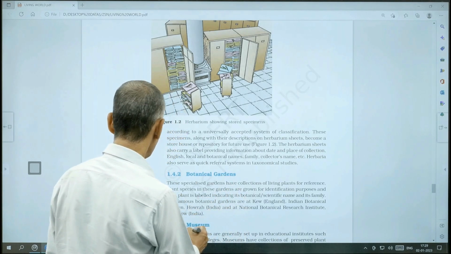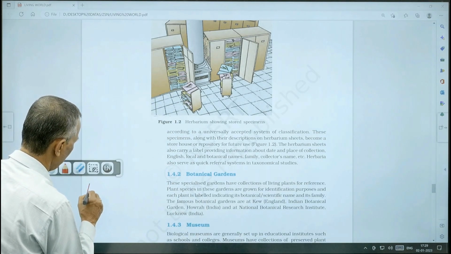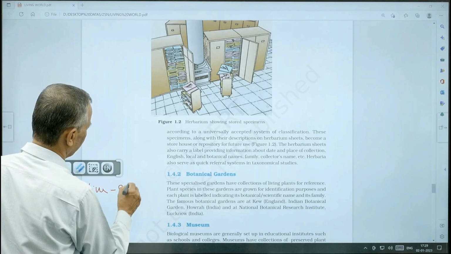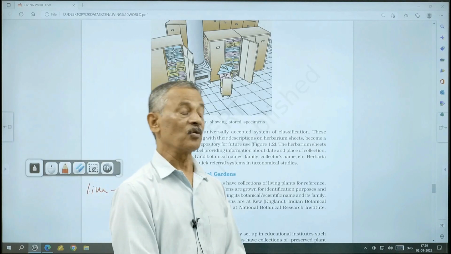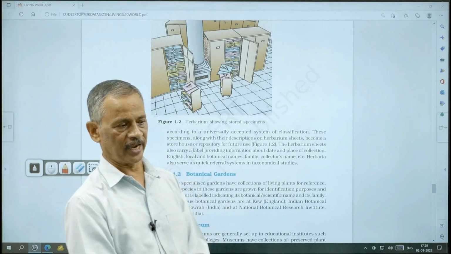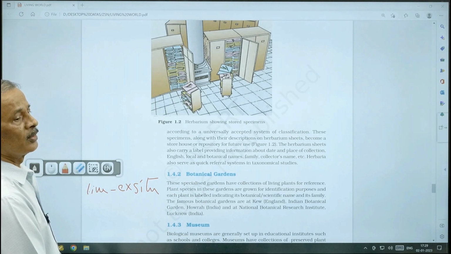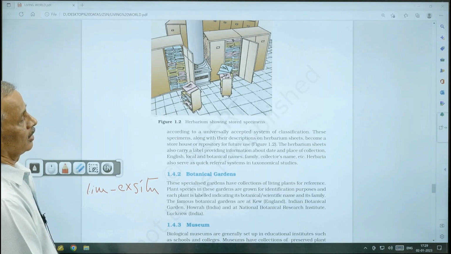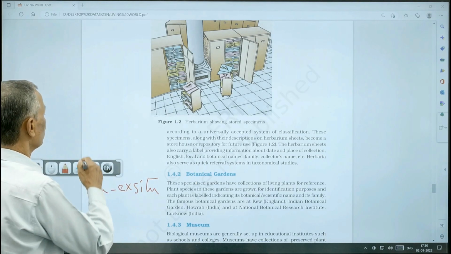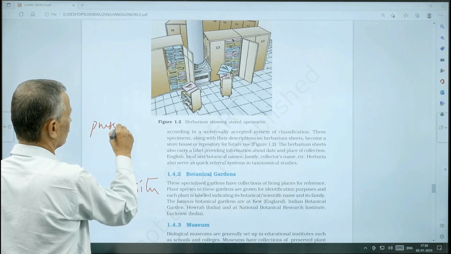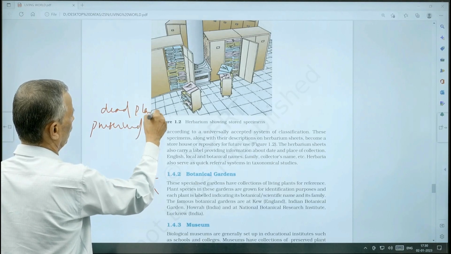Remember, in botanical gardens you have only plant materials, live. They are all live, and ex situ, that is, plants taken from different parts of the world are brought there. So it is a typical example of a live ex situ conserved taxonomic aid, whereas herbarium is a preserved one which contains dead plant parts, only dead plant parts.